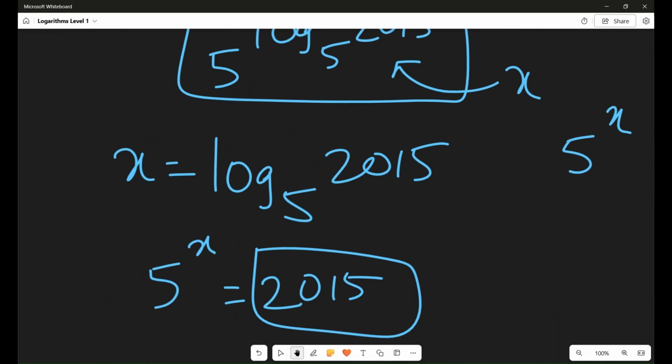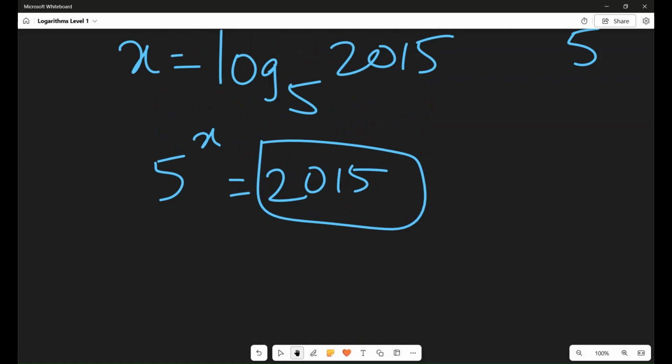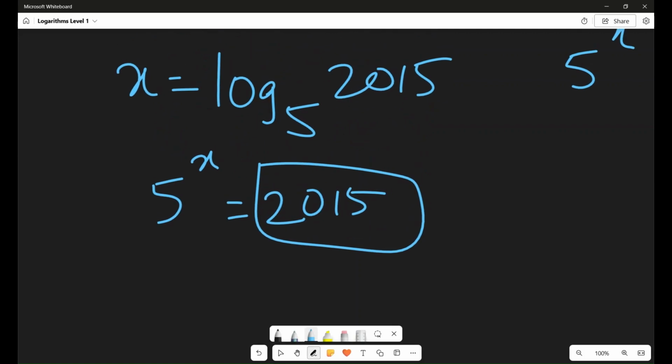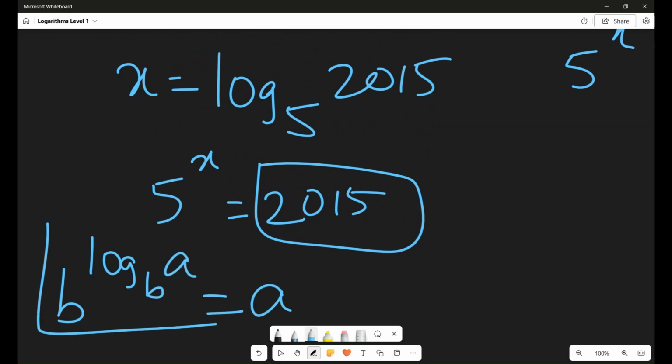So this opens up the light to another property that we haven't discussed, actually. So let's just get this here. B to the power of log base b of a will always be equal to a. And if you think about it, it actually makes sense because of the way that we define logarithms to be the reverse of exponents, right?